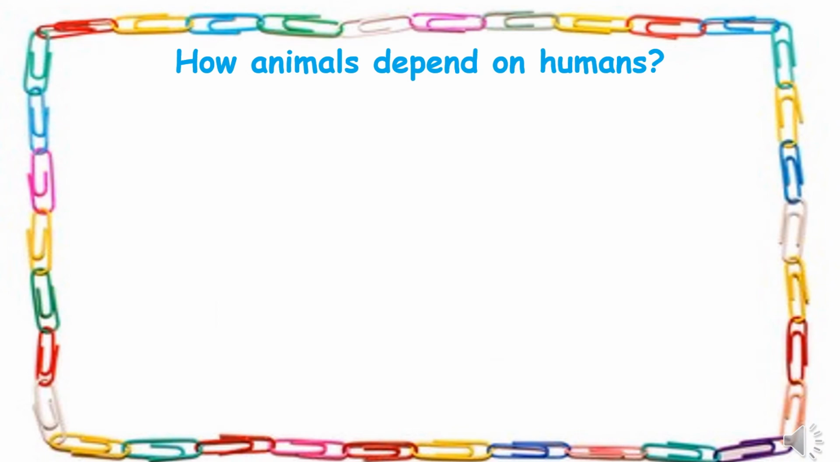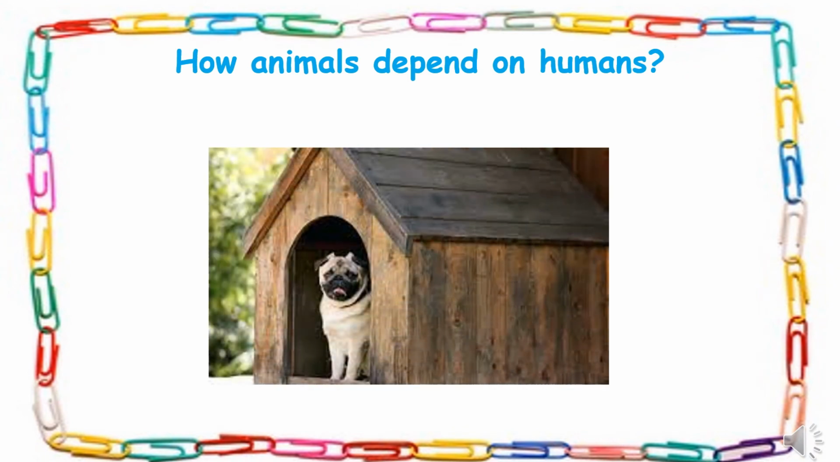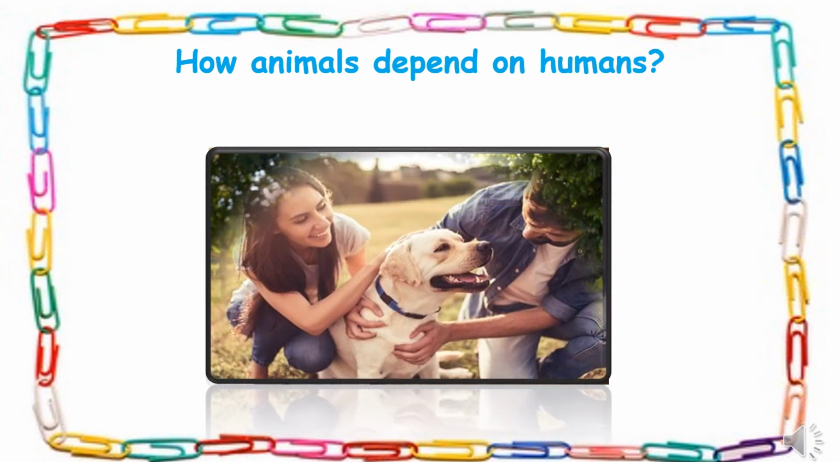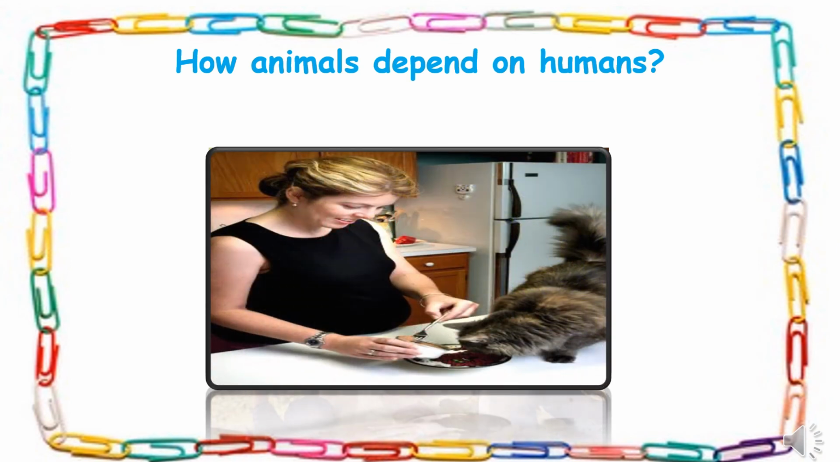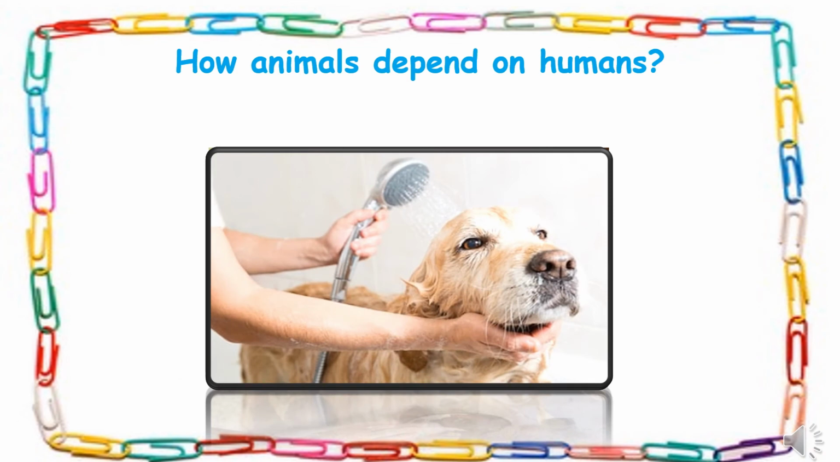How animals depend on humans. Human beings make houses for the animals. They love and care for them. They play with the animals. The animals depend on human beings for food. They also depend on human beings for taking a bath and keeping self clean.